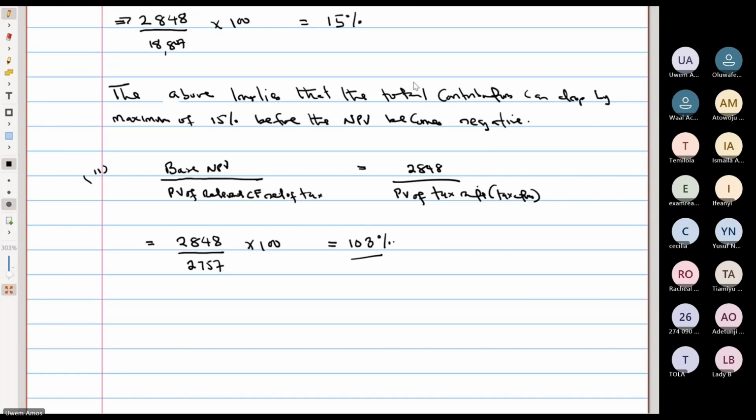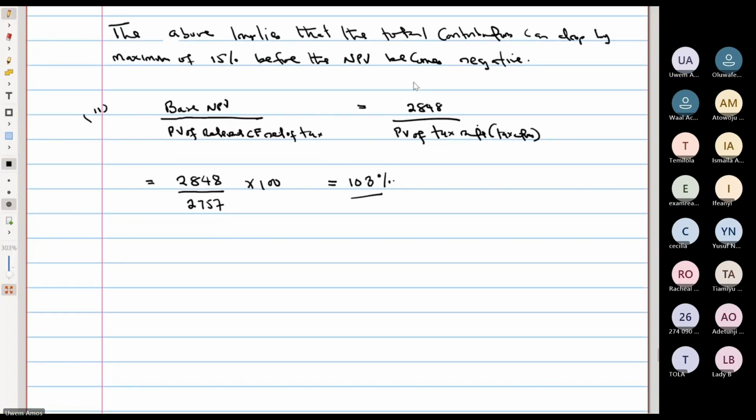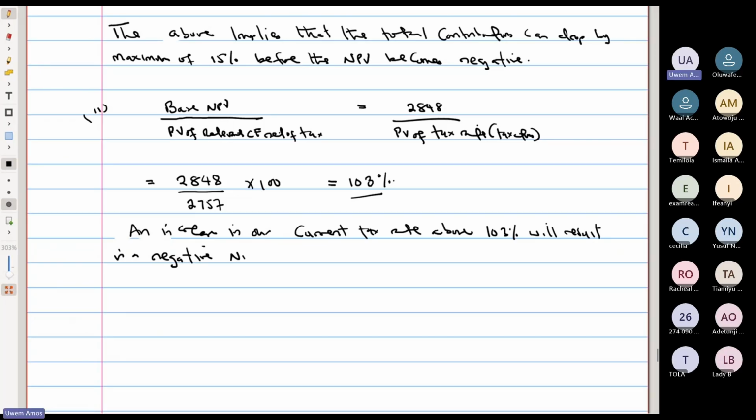So let's write that down. What we basically mean is that, let me just rewrite it in a concise way: an increase in our current tax rate above 103% will result in a negative NPV.